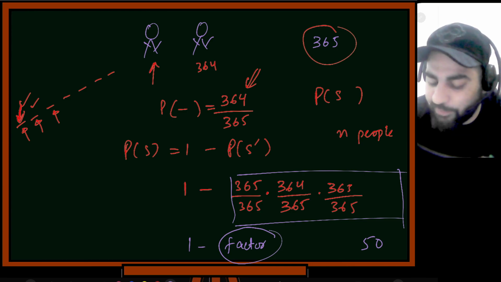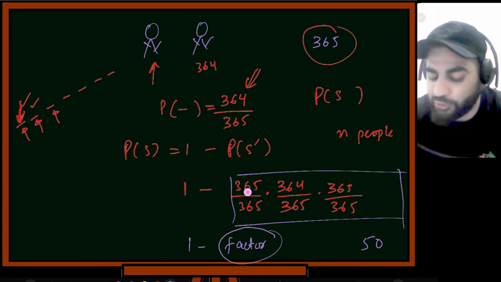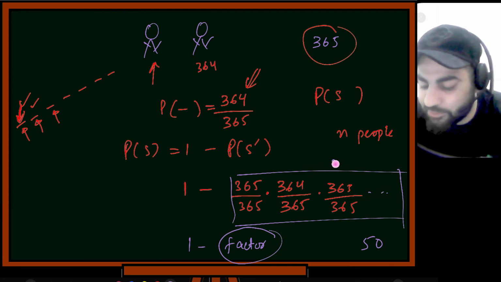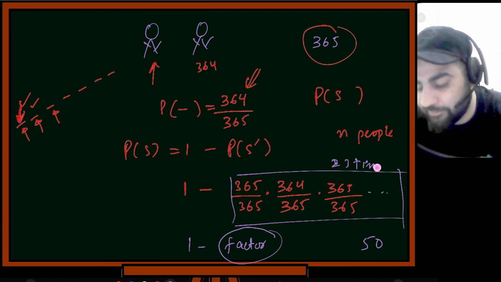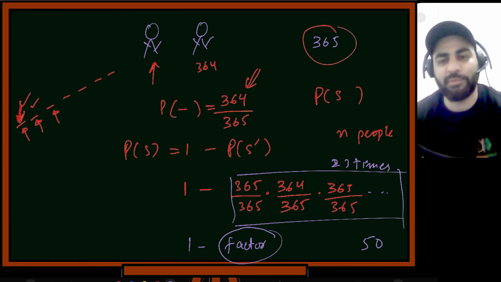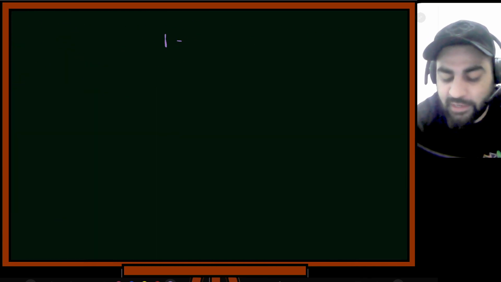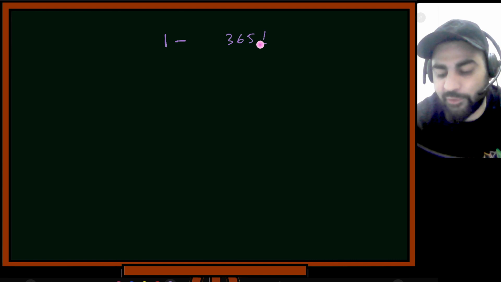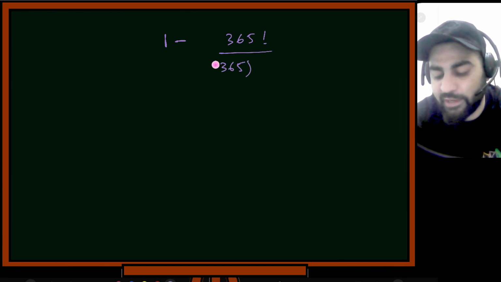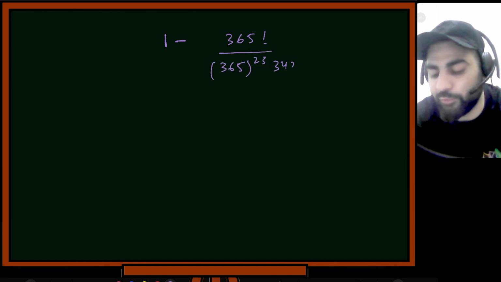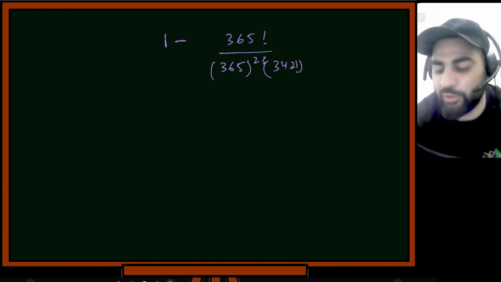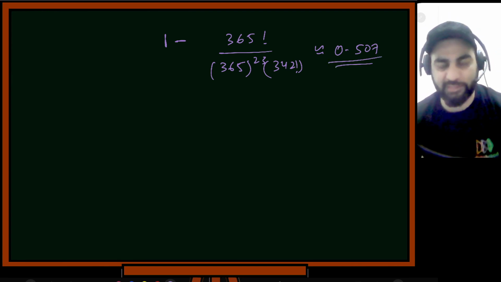Okay, now if you compute these sort of numbers, you will see you only need to multiply such numbers 23 times. You only need to multiply it 23 times, and you will get the answer like this: 1 minus 365 factorial divided by 365 raised to power 23, 342 factorial, something like this. And this will give you around 0.507. Okay, that's greater than 50%.